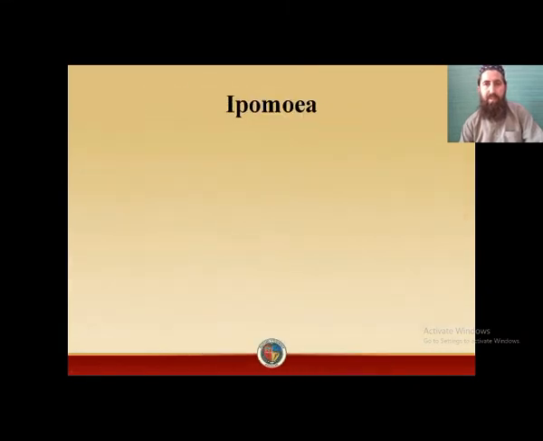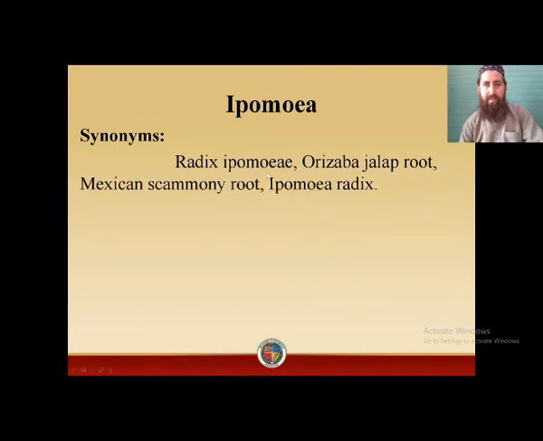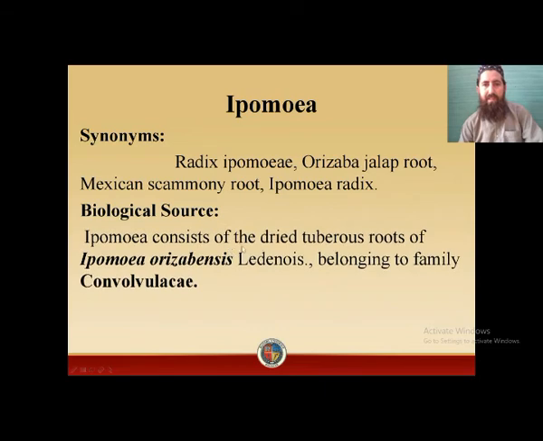So first, we will study Ipomoea. Synonyms for Ipomoea are Radix ipomoeae, Jalap root, Mexican scammony root, and Ipomoea radix. Radix indicates a root. Biological source. Ipomoea consists of the dried tuberous roots. Remember that it is the tuberous roots of Ipomoea orizabensis belonging to family Convolvulaceae.